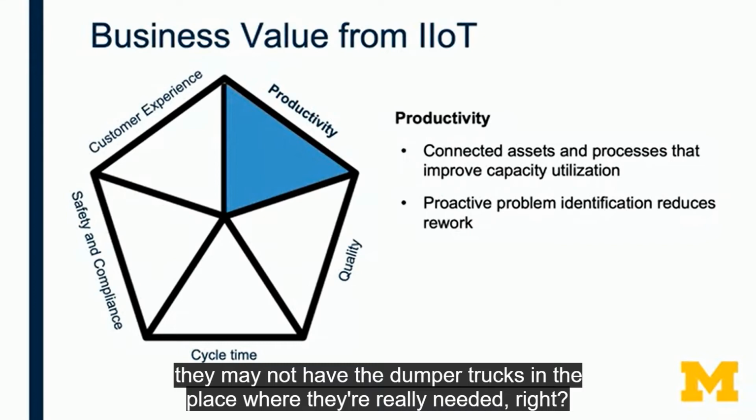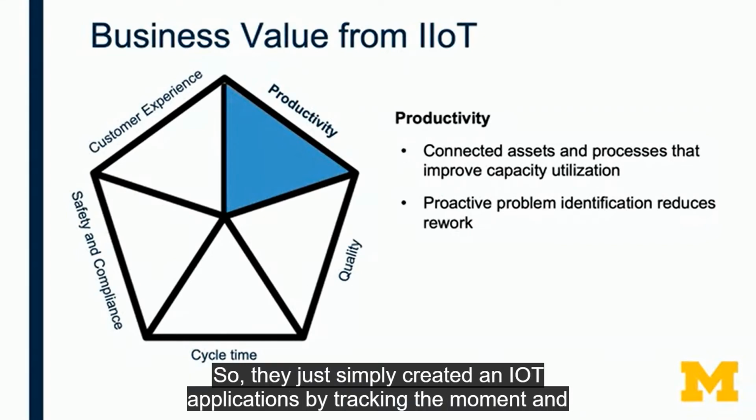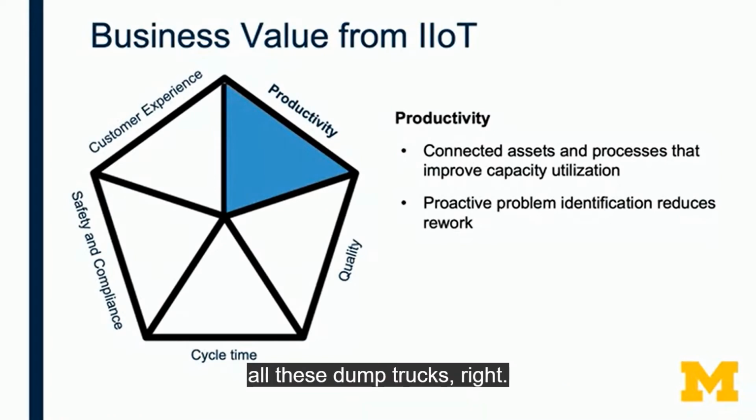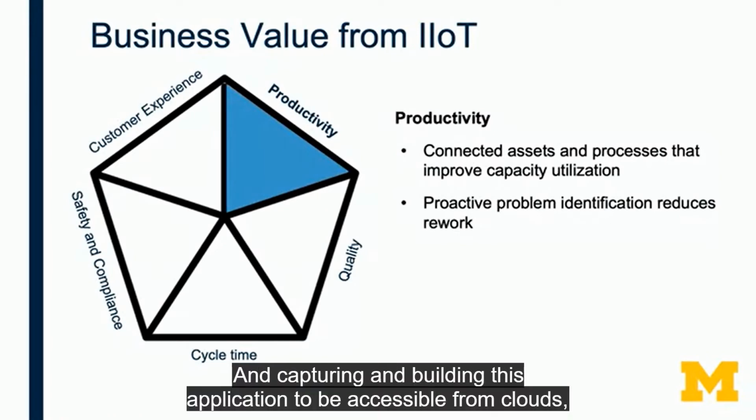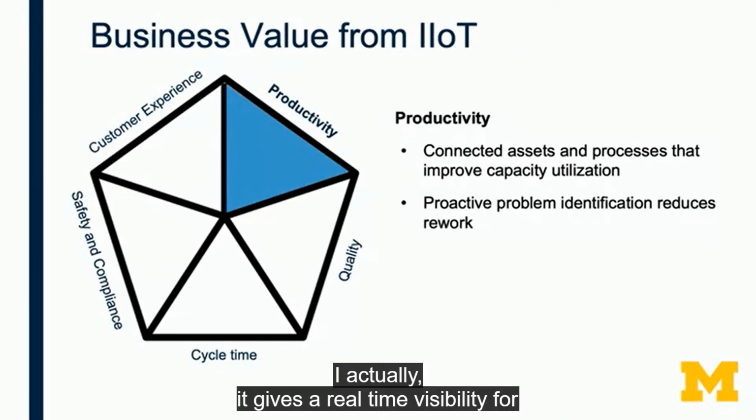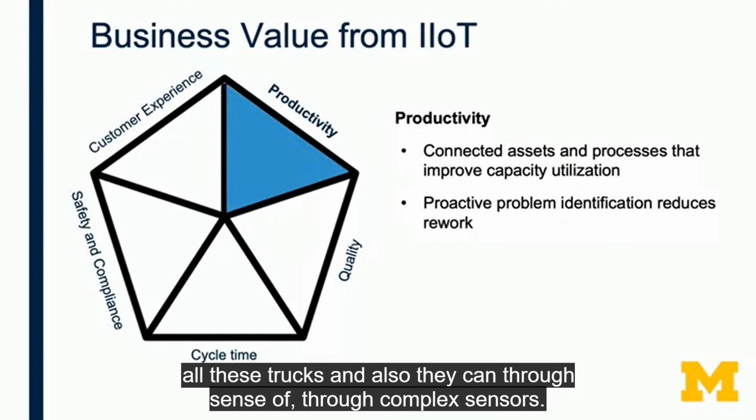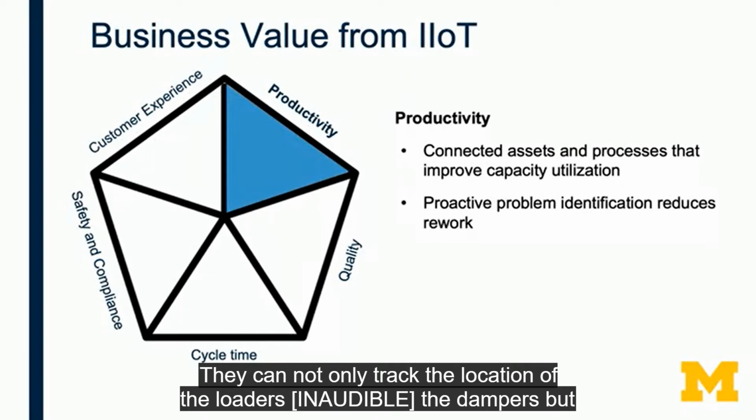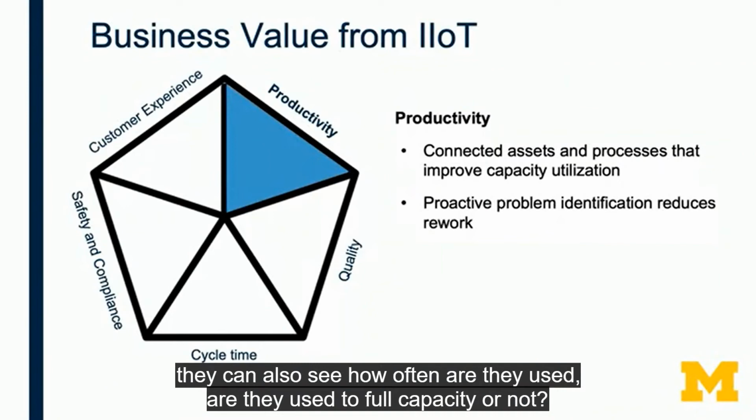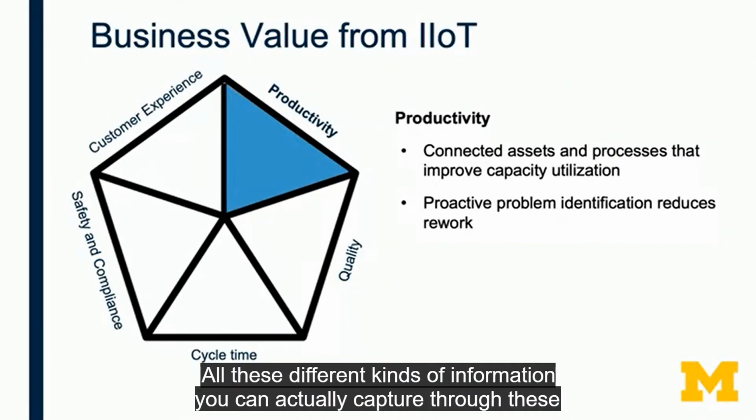So they simply created an IoT application by tracking the movement of all these dumper trucks, and capturing and building this application to be accessible from cloud. So what does it do? It gives real-time visibility for all these trucks. And also, through sensors, they can not only track the location of the loaders and the dumpers, but they can also see how often they are used. Are they used to full capacity or not? All these different kinds of information you can capture through these IoT applications.